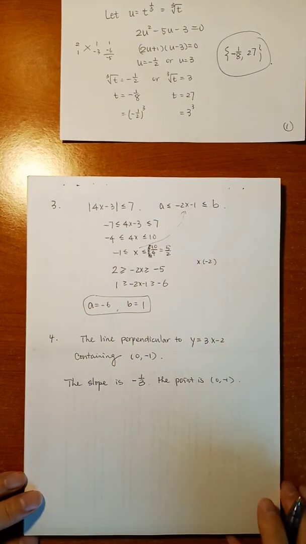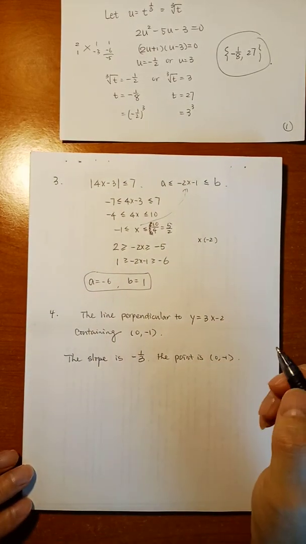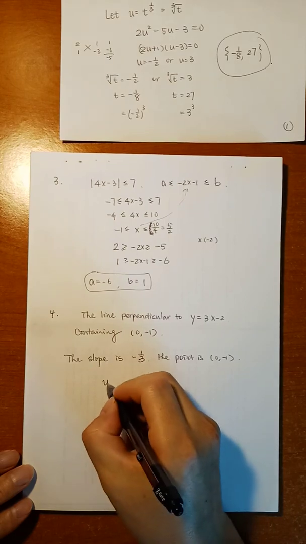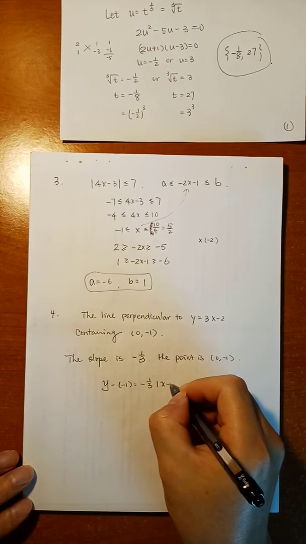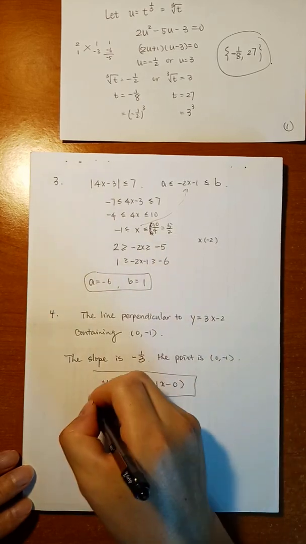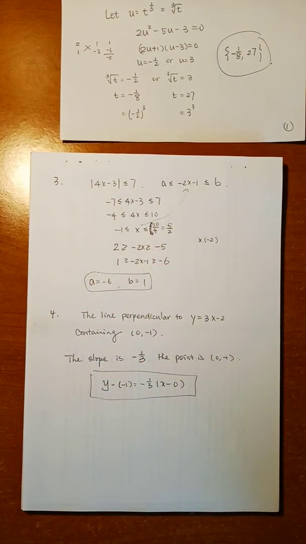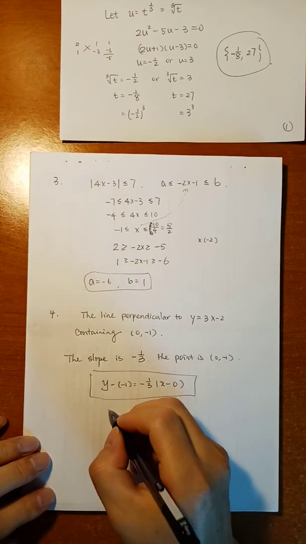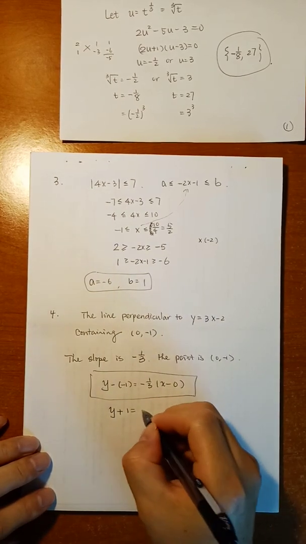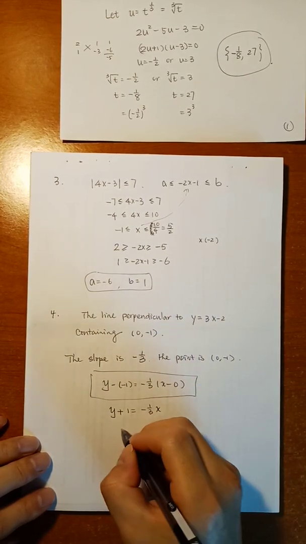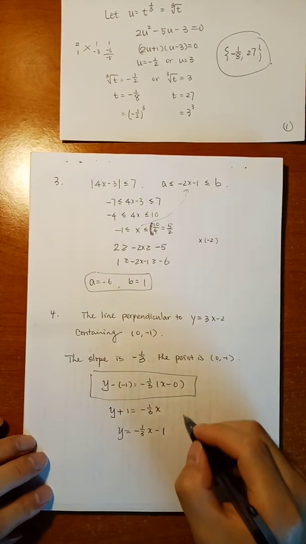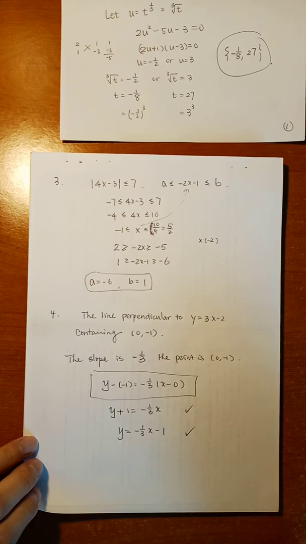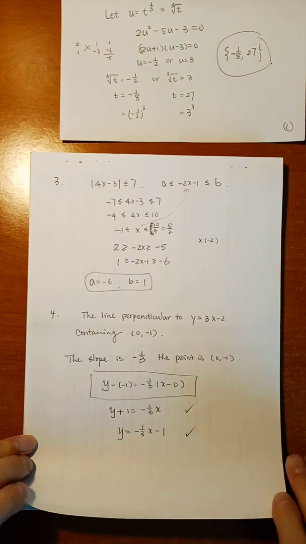What do we have? We have slope point form. Slope point form: y minus negative 1 is equal to negative 1 over 3 times x minus 0. That's it. You don't have to simplify it. I mean, if you simplify it, it looks like this. And some of you write like this. They're all correct. But for me, I will write this.